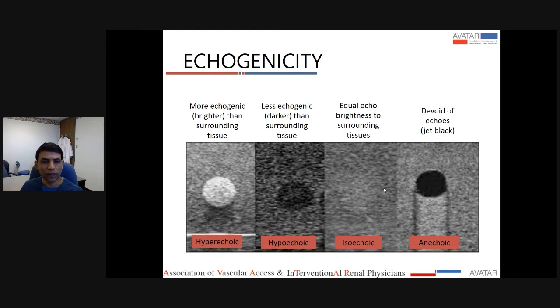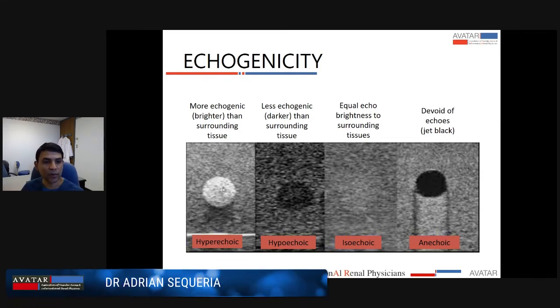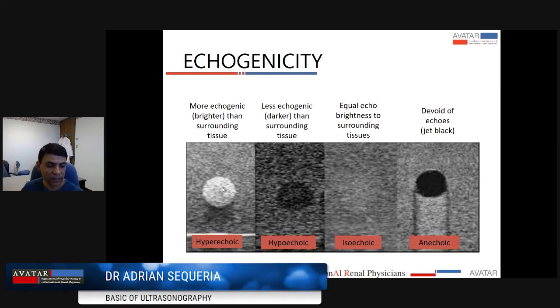So when the waves pass through an object, if they fail to return, it will present itself as a dark structure on the screen. If you look to your far right, we have an anechoic image. The image is darker compared to its surrounding image. This is because the ultrasound waves have not returned back to the probe. On the far left, you will see an image which is hyperechoic, or brighter than the surrounding image. This is because all the ultrasound waves that have reached the object are reflected back to the probe.